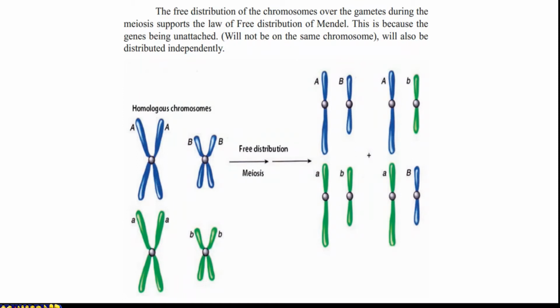The free distribution of the chromosomes over the gametes during meiosis supports Mendel's law, which is the law of free distribution. This is because the genes are unattached, so each gene does not depend on another, according to Mendel. Why? Because they are not on the same chromosome; each gene is located on a different chromosome, so they are independent and distributed through the gametes independently.